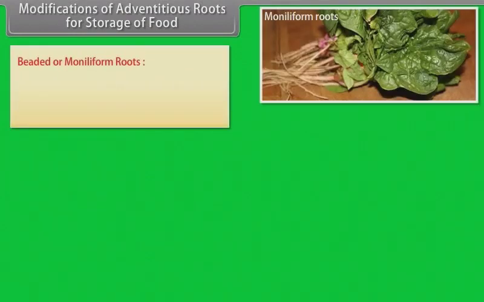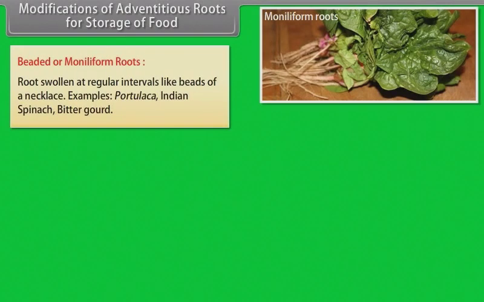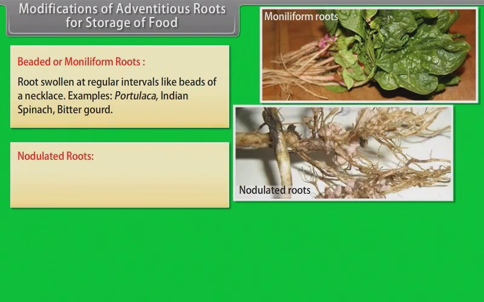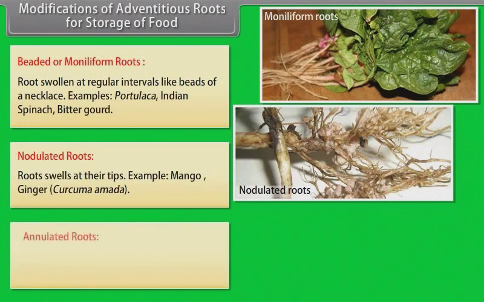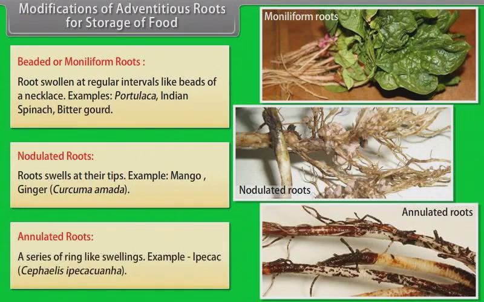Beaded or moniliform roots. Roots swollen at regular intervals like beads of a necklace. Examples, Portulaca, Indian spinach, bitter gourd. Nodulated roots. Roots swell at their tips. Example, mango, ginger. Annellated roots. A series of ring-like swellings. Example, ipecac.